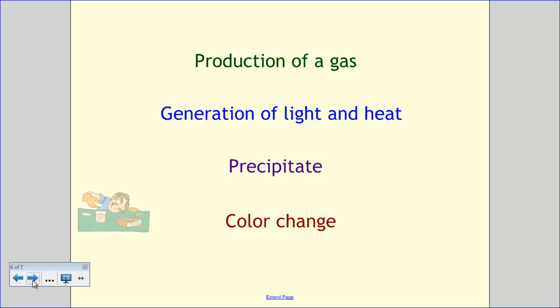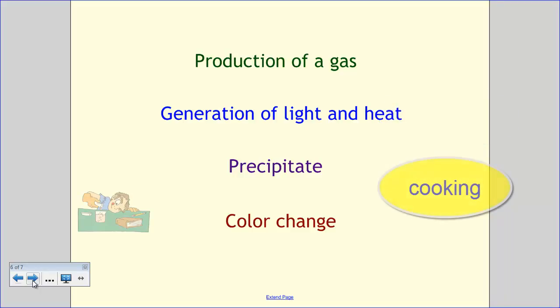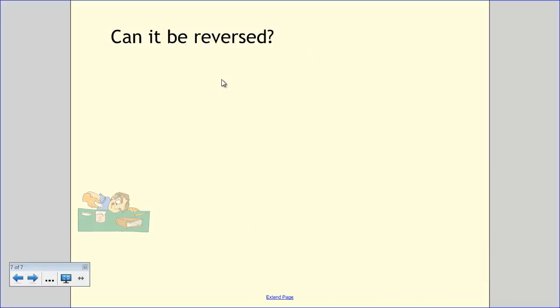If you see any of these things going on, though, there's a pretty good chance that there's a chemical change going on. So here are some words to look out for with chemical changes. If something is burning, or if we say that something is rusting, those indicate that they're changing chemical compositions. Cooking is another thing. You're denaturing the proteins. They're not the same thing anymore. And then, of course, if you see the word reacting, that is most definitely a chemical change.